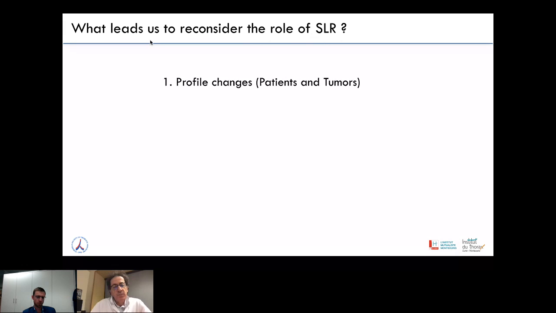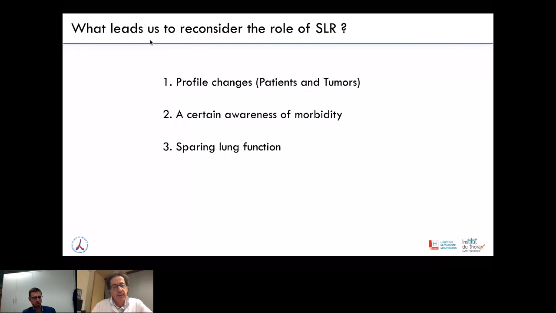First point is that the profile of our patients and of their tumors is changing, with more and more T1A tumors and ground glass opacities. I think also that in 2018, surgeons are more and more concerned by the morbidity of what they are doing. And as you know, the morbidity of lobectomy is extremely high, around 40% in most studies. So surgeons are also concerned by sparing lung function.